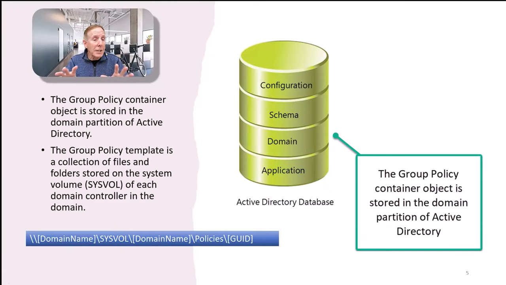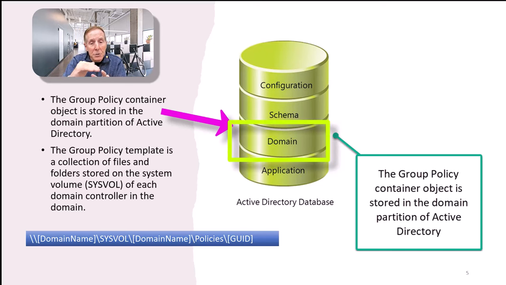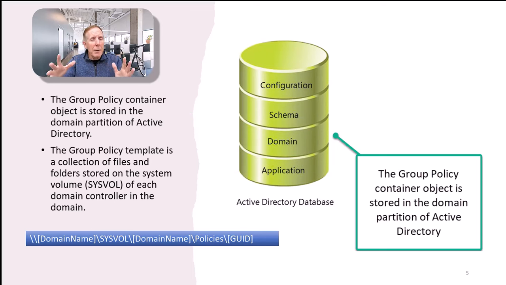Now, those logical components of group policy are actually stored in the Active Directory partition called the domain partition. Those logical components are stored in that domain partition in Active Directory. If you remember, Active Directory is broken into partitions: configuration partition, schema, domain, and there's an optional partition you can have in Active Directory called application.